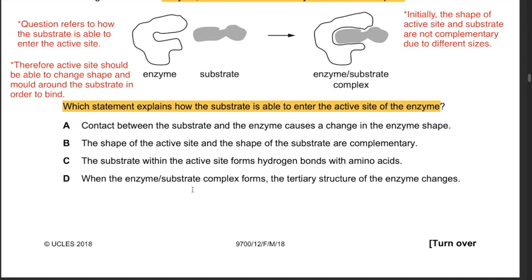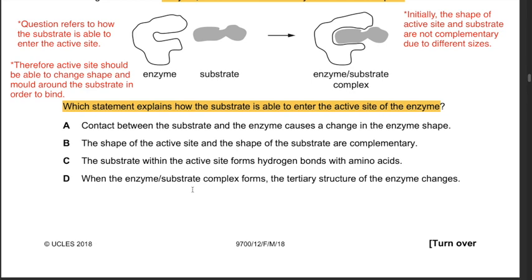Therefore, if you go to the answers A, B, C and D, answer B is incorrect because B mentions the shape of the active site and the shape of the substrate being complementary. However, it is not. In order for the substrate to bind with the enzyme, the shape of the active site should change in order to bind with the substrate. Only then is the substrate able to enter the active site. Otherwise, since it is not complementary, it cannot bind.